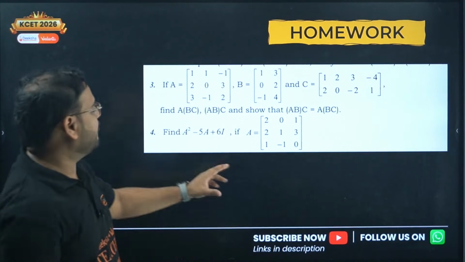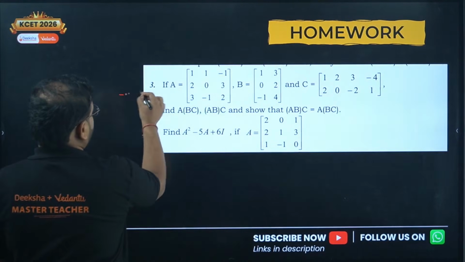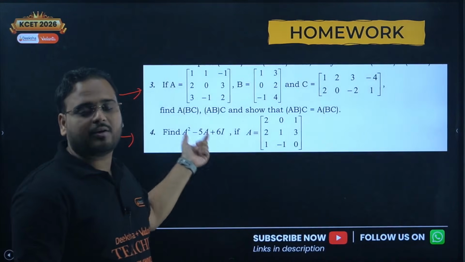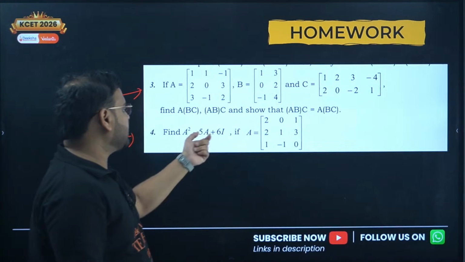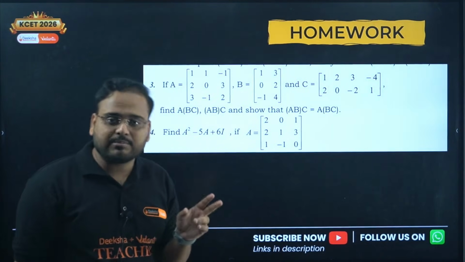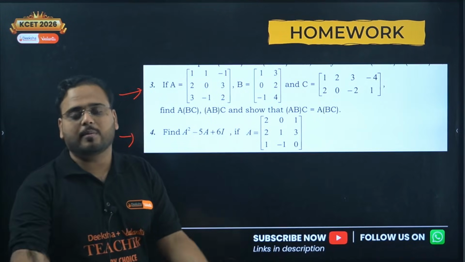Okay, now the time of homework. One question on the product. Again this is the property that also comes for 5 marks, or 4 marks, in the questions. A square minus 5A plus 6I. So 2 five-mark questions are given for homework. Do attempt them. You have solutions available. If you want me to solve it, let me know in the comment section as well.